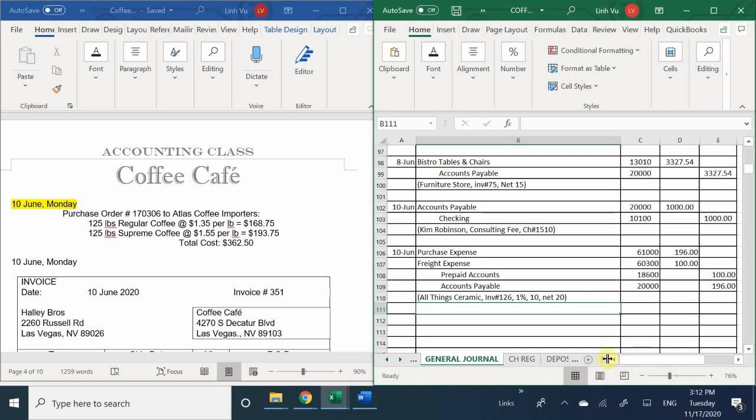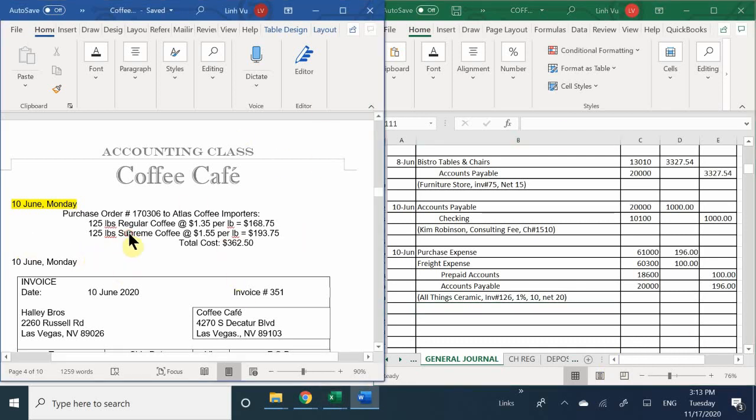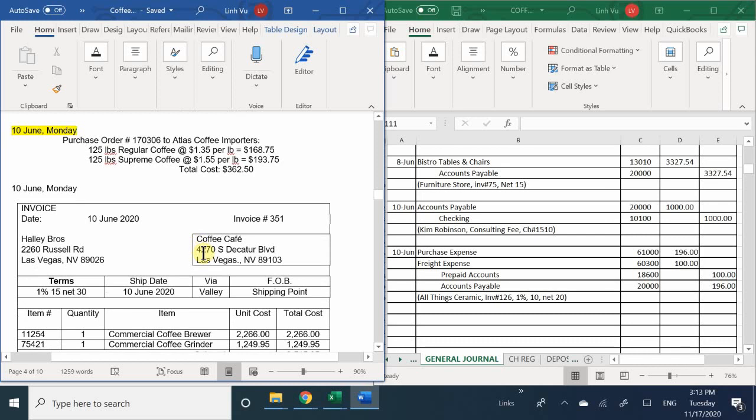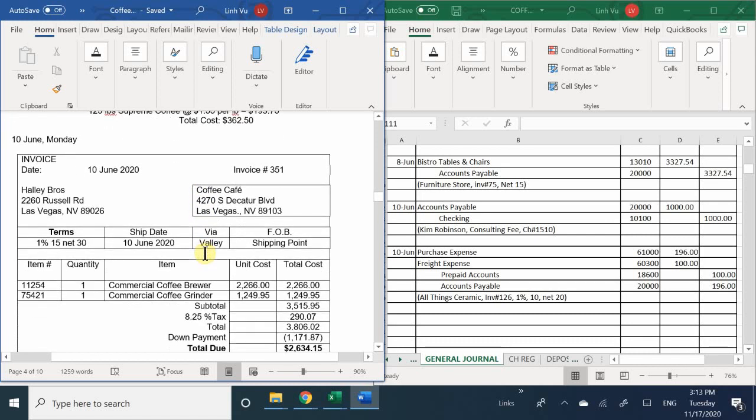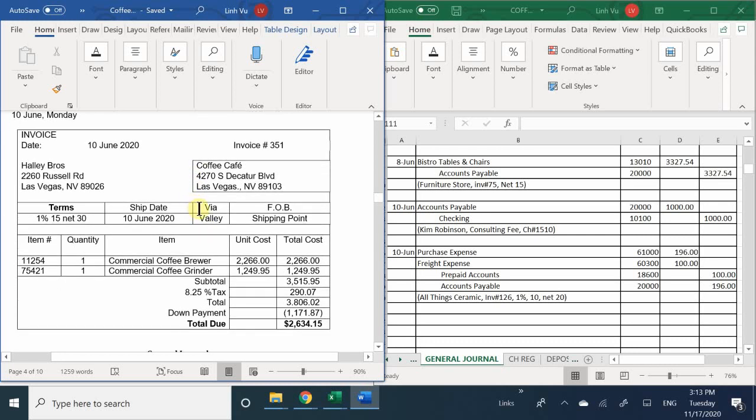Now that we're finally back from the break, let's continue on with our next transaction. Here we finally receive our coffee brewer and grinder. Woot woot. All right, let's look at this little invoice and tell me, what do you see here?